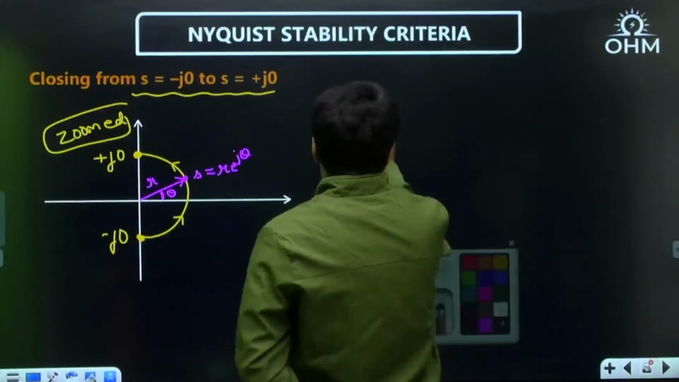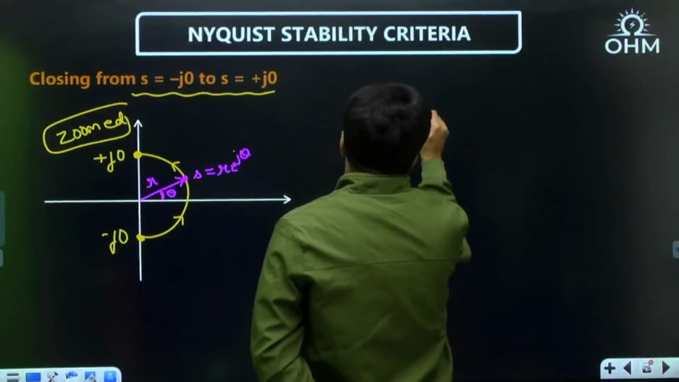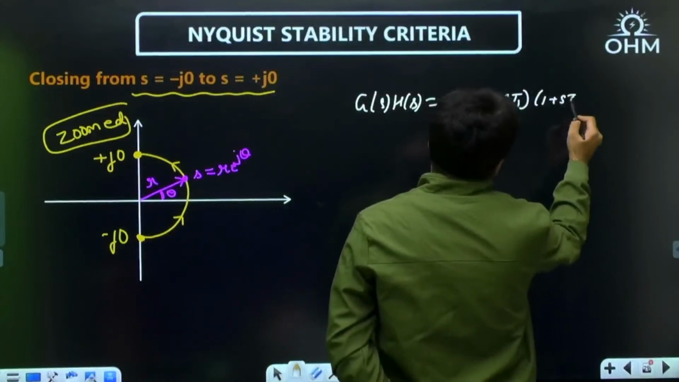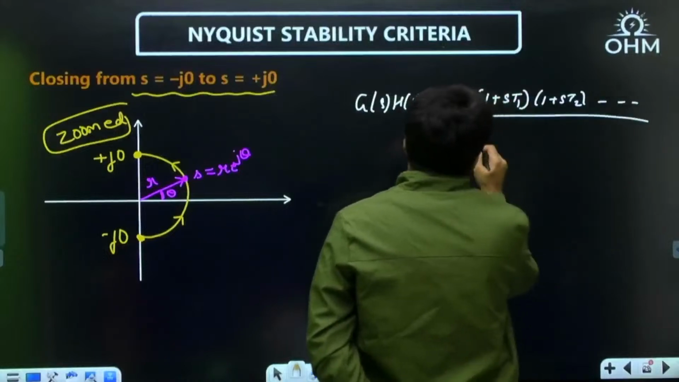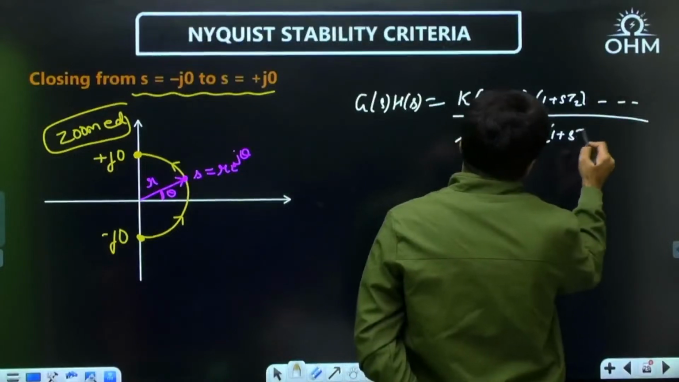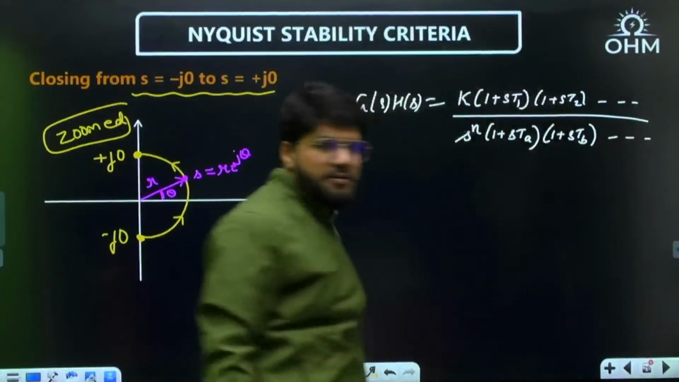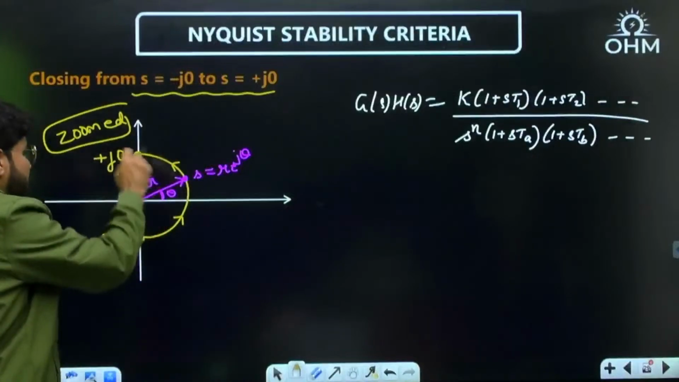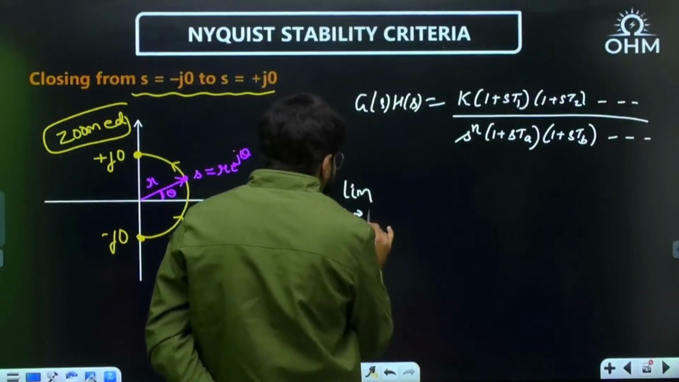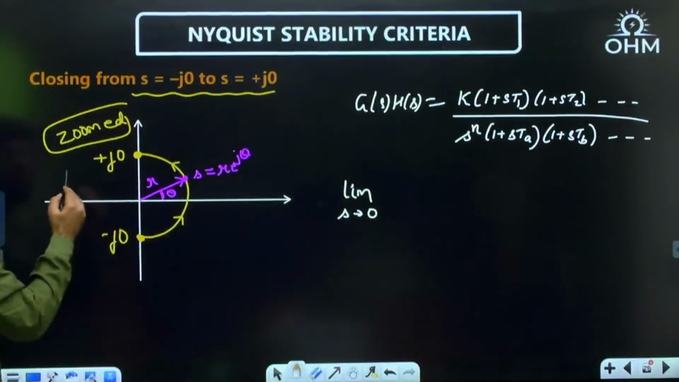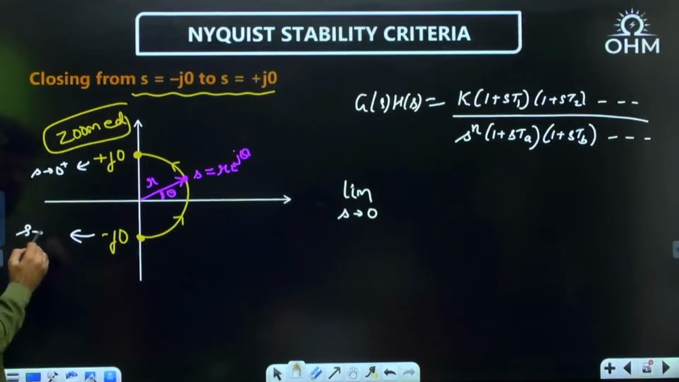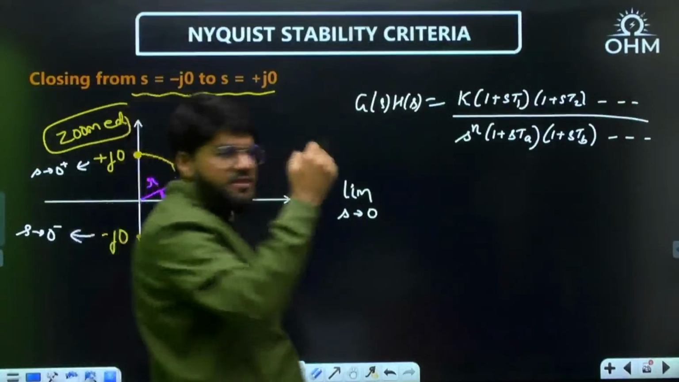Generally G(s)H(s) can have multiple zero terms, 1 plus sT1, 1 plus sT2, divided by s power n, 1 plus sTa, and some other multiple pole terms, 1 plus sTb, etc. But since I am very, very close to the origin, what is the value of s I am taking? s tending to 0. As I told you earlier, this is like s tending to 0 plus, and this is like s tending to 0 minus. So ultimately s tends to 0, from left side to right side.